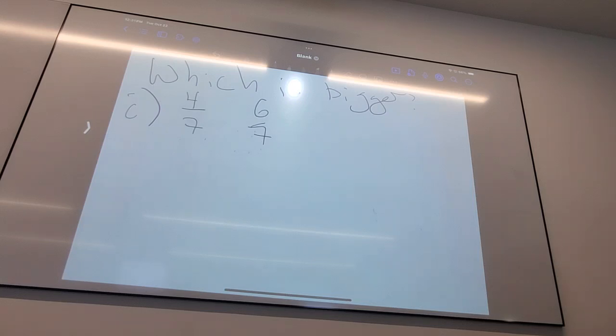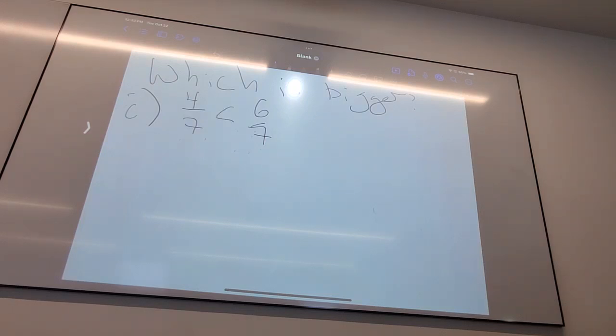Which one is bigger, obviously? 6/7. It's crazy, right? So it's sort of like 4 chairs versus 6 chairs. The whole idea of LCD is really just like terms. So these are like terms, so I can compare them very easily. And 4/7 versus 6/7, obviously this guy's more.